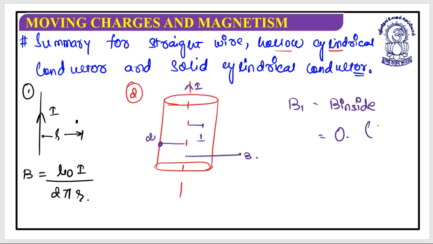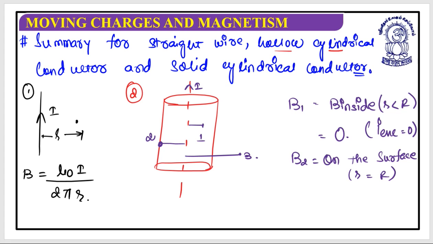Because I enclosed equals to 0. On the second point, on the surface, you can write it like this: r equals to R. This is equals to mu naught I by 2 pi R. And for the third point, it's mu naught I by 2 pi r, where r is greater than R.